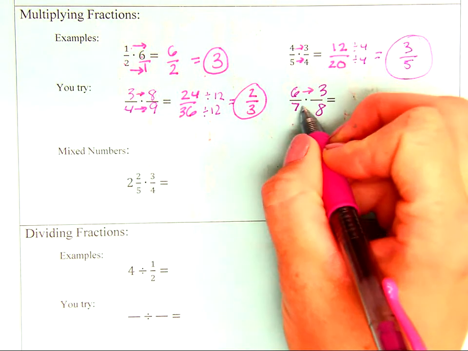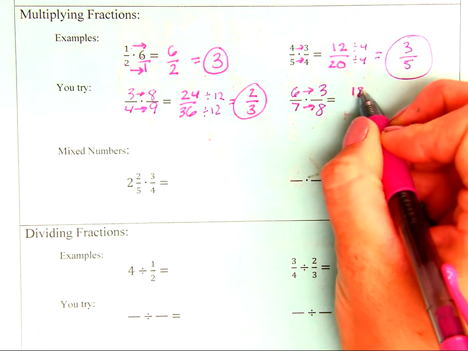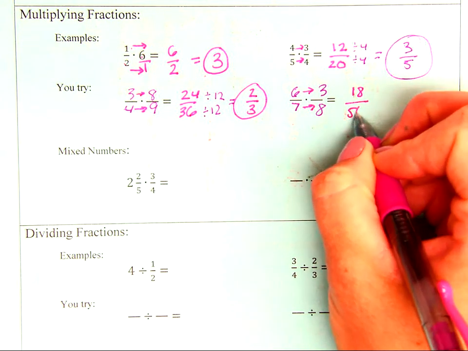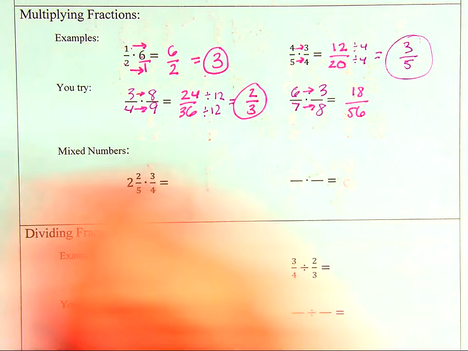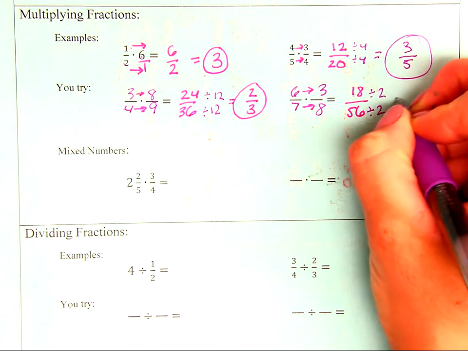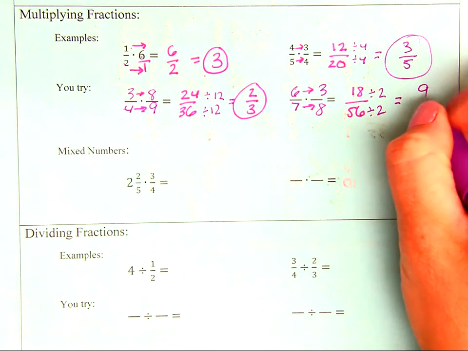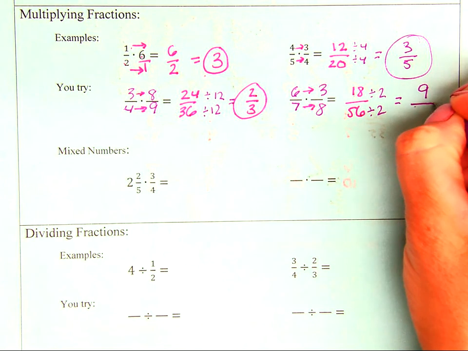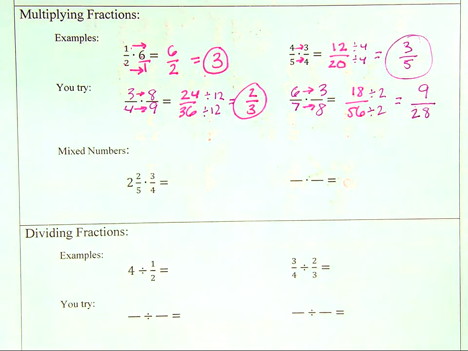Okay, second one, straight across. 6 times 3 is 18. 7 times 8 is 56. I can divide this one by 2, this one by 2, 9, and over 28.